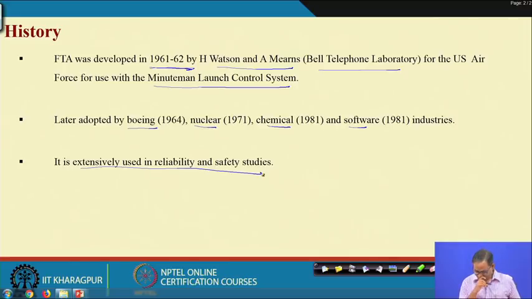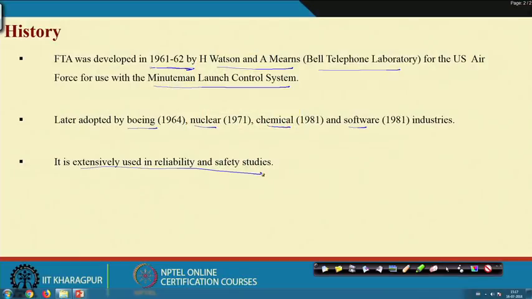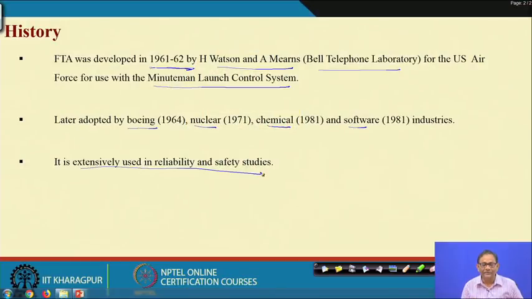In fact, we will see that fault tree is one of the most important techniques for this engineering system safety or industrial system safety engineering course. So, we will be dealing with it in great depth, and we will spend some time on this fault tree.